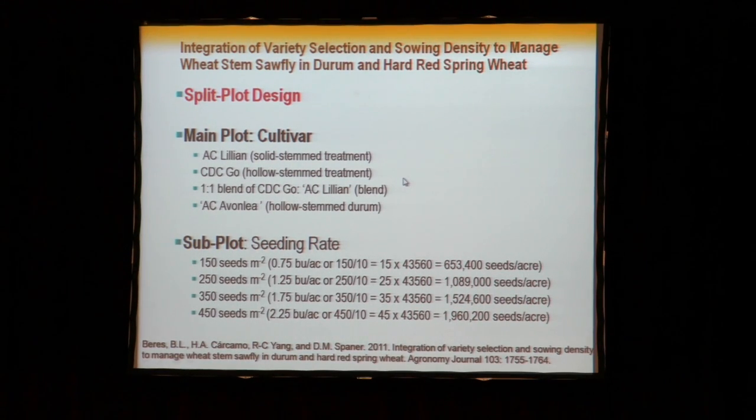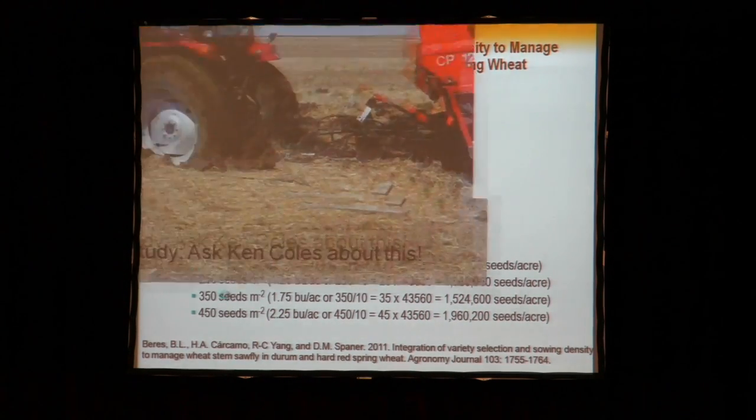Okay, so we wanted to have a look and compare both solid and hollow stem varieties at various seeding rates as well, just because we didn't have a very good range. We only had 3 levels of seeding rate in the previous study. So in this case, we were looking at Lillian, but also looking at a variety at the time, and even still so, I would say, CDC Go, which is from the University of Saskatchewan, very high yielding and quite a good competitor with weeds as well. And then Avonlea, an older Durham now, but with pretty good yield potential, and seeded at anywhere from 150 to 450 seeds per meter squared.